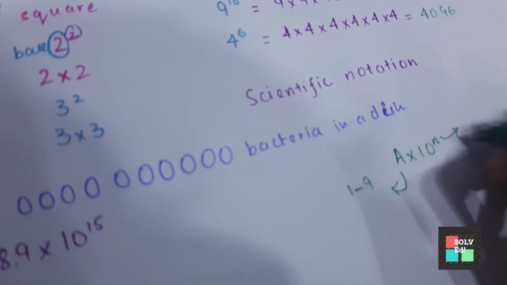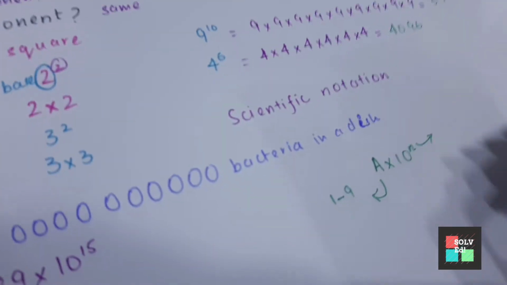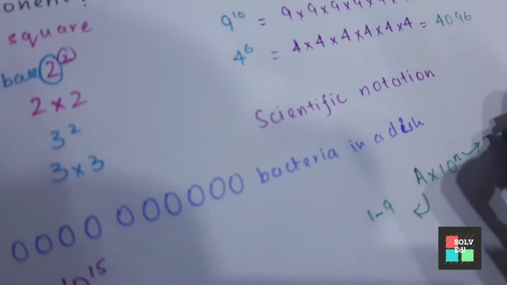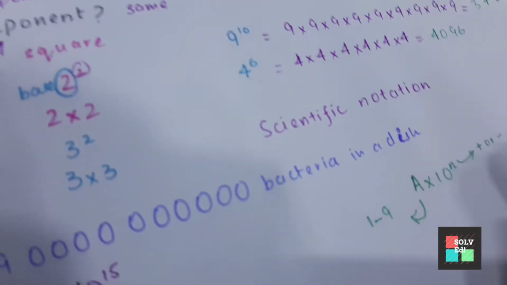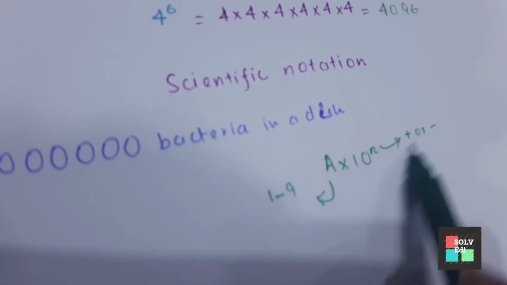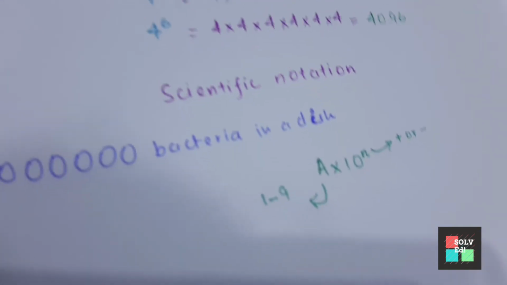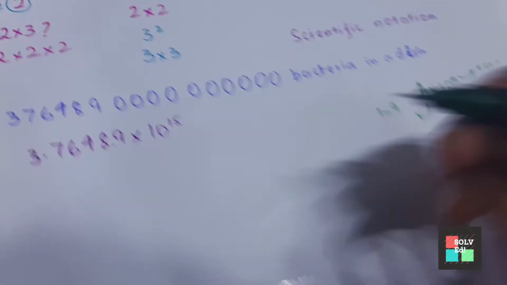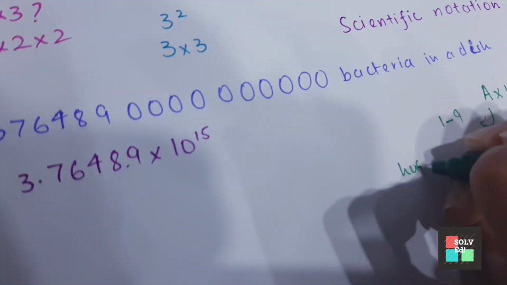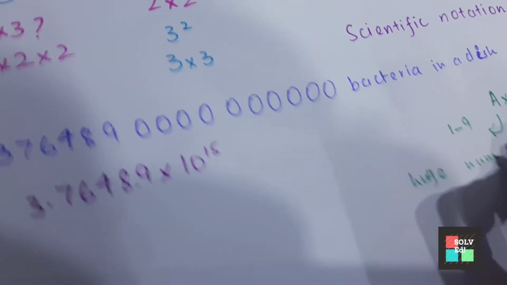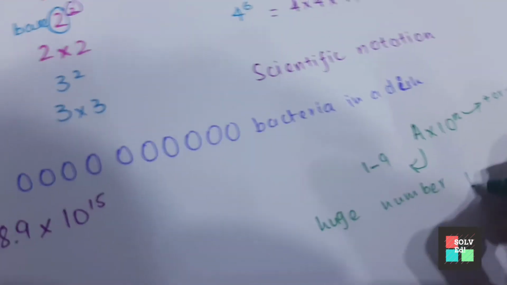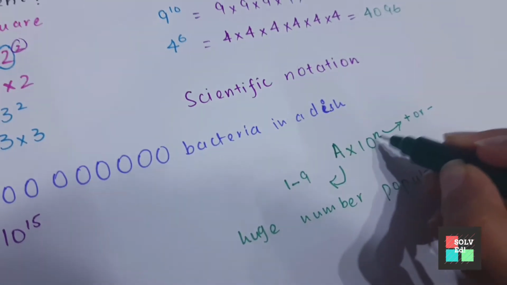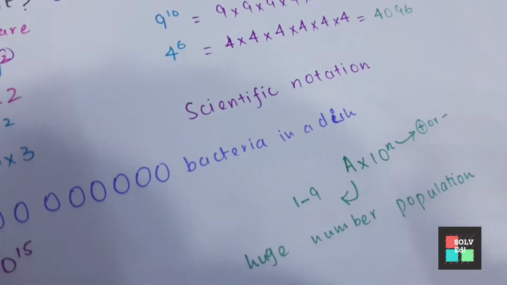And n here, the second variable, should be positive or negative. Right now we're just going to look at the positive side, so it could be positive or negative, depending on the size or the scale of the number that we're dealing with. So if it's a huge number, for example, the population, the n in that case is going to be positive.